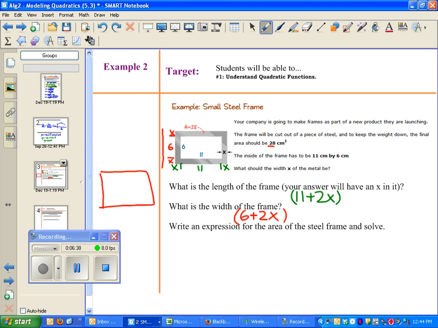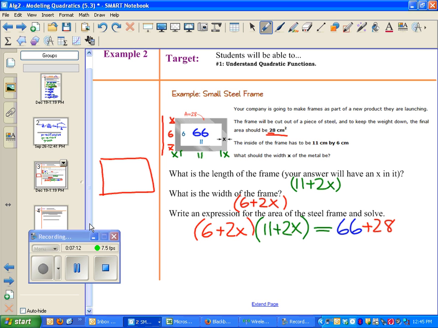Area is length times width. So our length is 11 plus 2x and our width is 6 plus 2x. And our area, well, we have to add two numbers together. So inside, 6 times 11 is 66. We know the inside is 66 centimeters squared, and then the area of the frame should be 28 centimeters squared, so we need to add 28 to that.